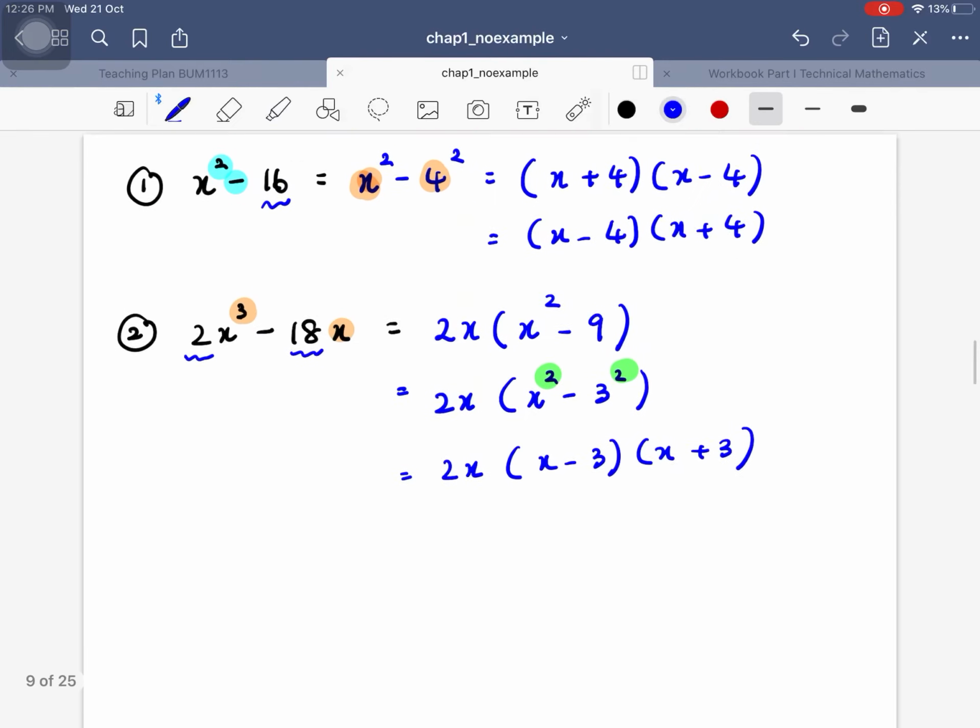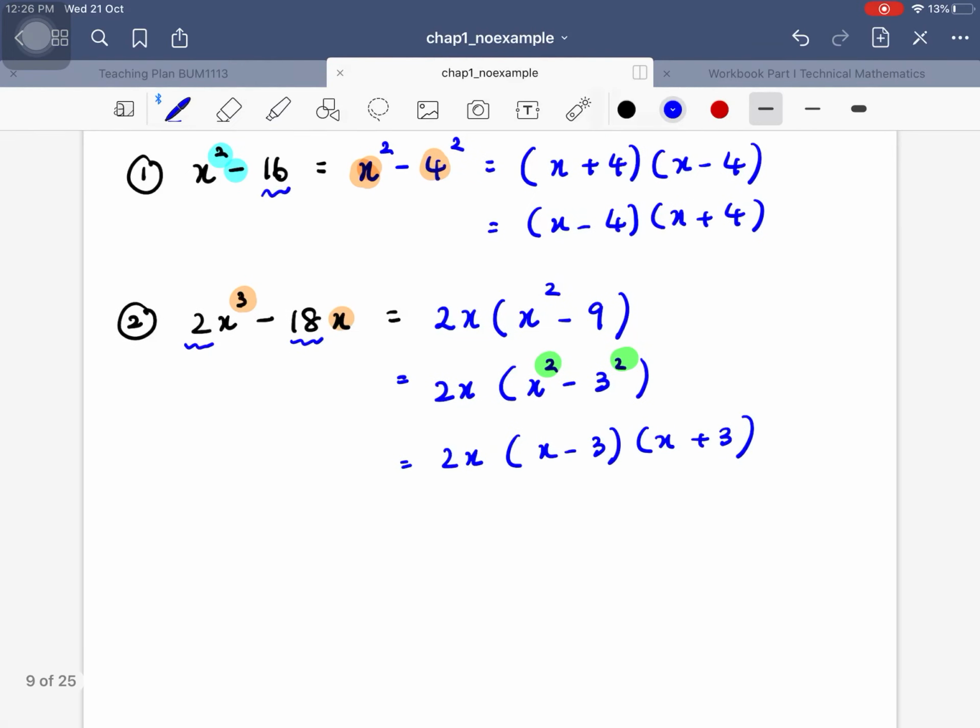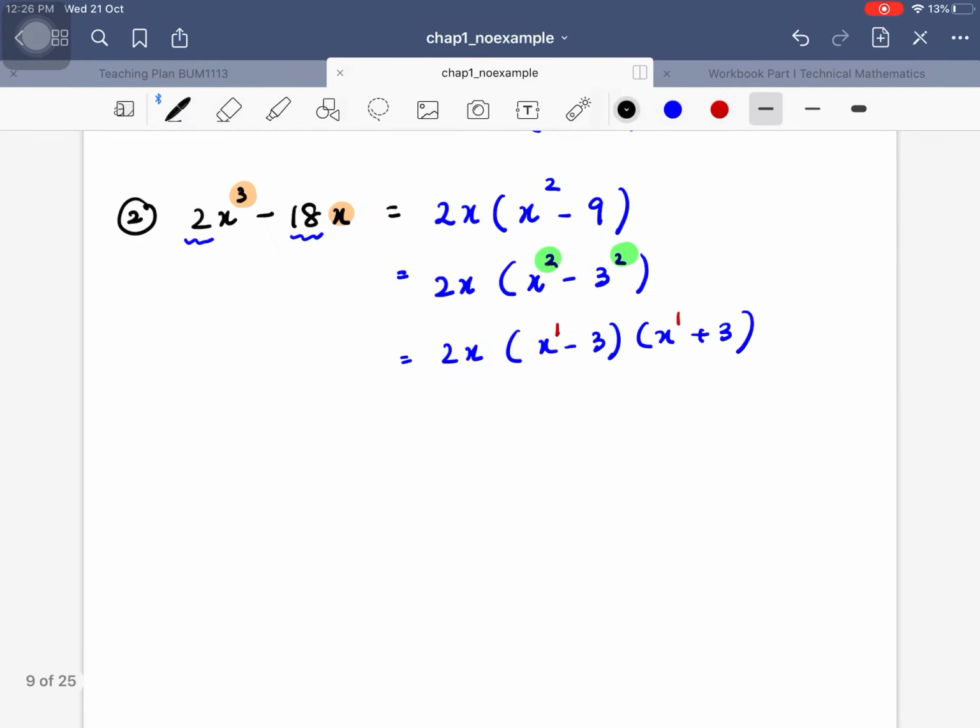And of course, how do I know to stop here? Because when I look at my factors, this is already the smallest, x to the power of 1 and x to the power of 1. If it were x to the power of 2, 3, 4 and so on, 2 and above, then only do you check whether they are reducible or irreducible. If it's already linear, then we know that's the smallest it could be.